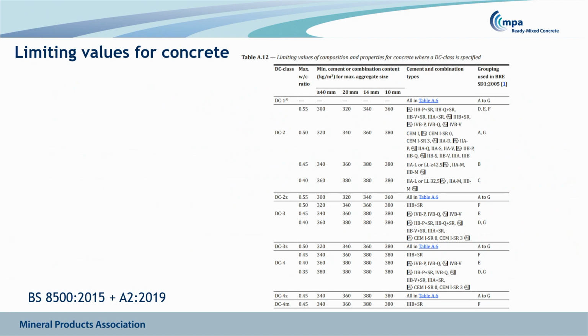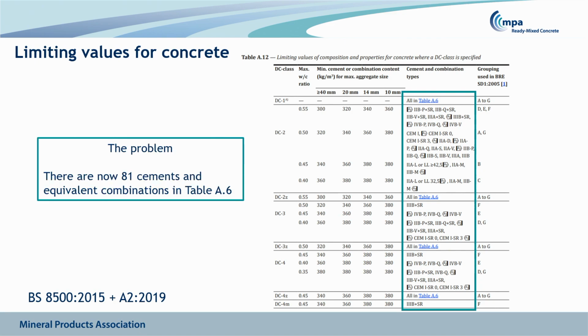Likewise, if we're looking at DC classes, there's no cover here because we don't consider that for sulfate attack, but we have our cement types that we can look at, and we can determine, based on our DC class, the limiting values. The problem that we have is that with a revision to the standard, there are now 81 cements and their equivalent combinations that we have to fit into these tables somehow and still make the tables usable.